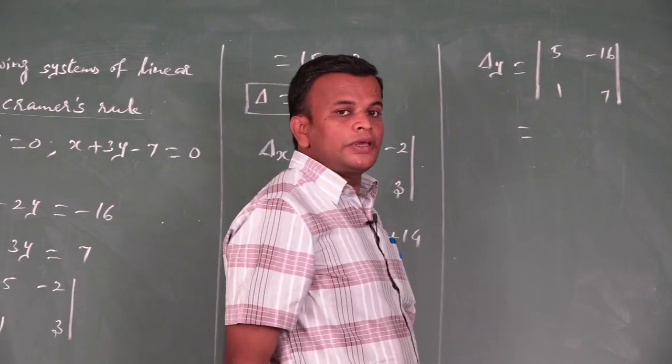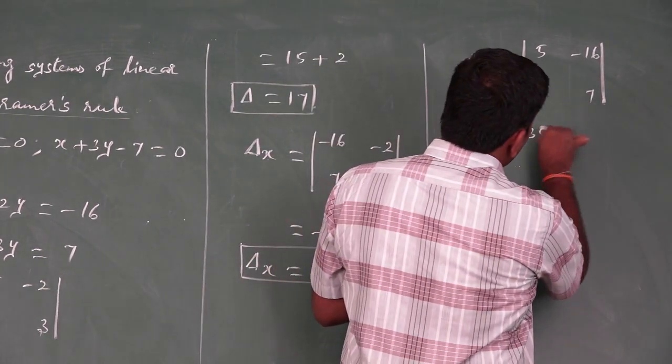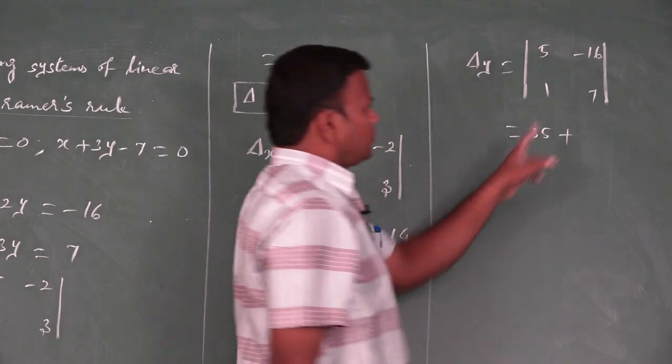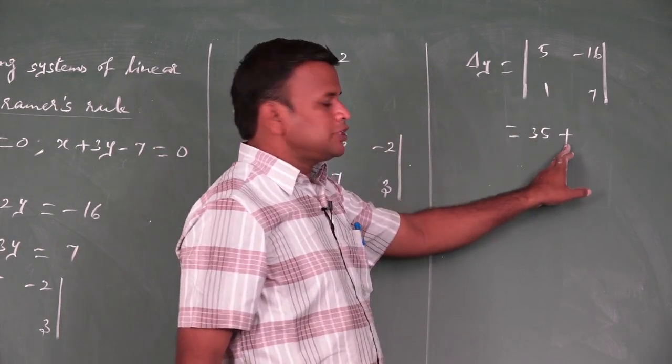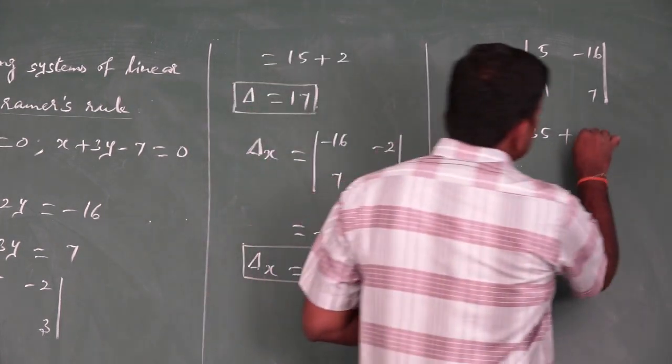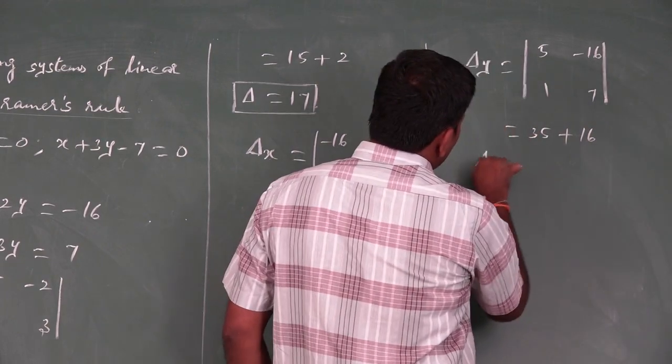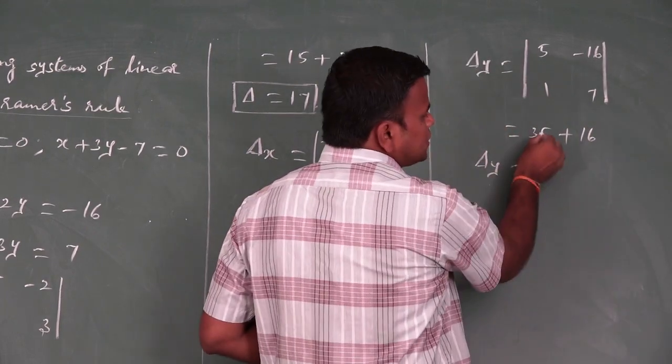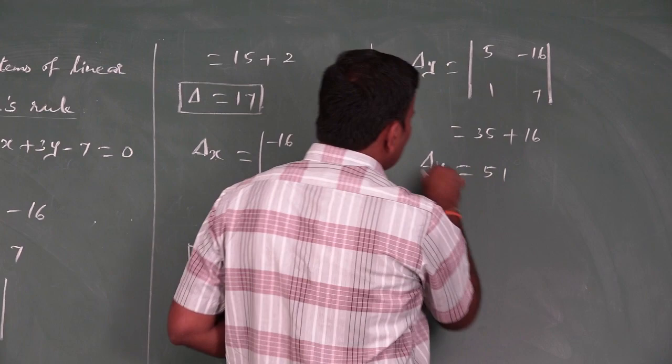5 times 7 is 35. The minus is already there, and minus and minus is plus, so 1 times 16 is 16. So the value of del y is 35 plus 16, which is 51.